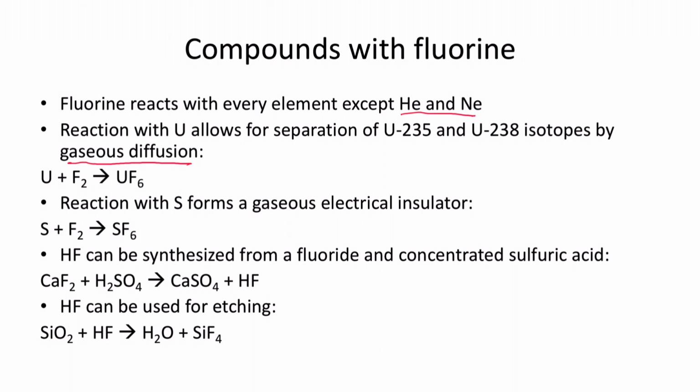Fluorine can also react with sulfur to form what's called an electrical insulator, but a gaseous electrical insulator. Okay, and so SF6, sulfur hexafluoride, is a gaseous electrical insulator. You can also form HF by taking fluorides and combining them with concentrated sulfuric acid. Okay, and so for example, calcium fluoride can react with sulfuric acid to make calcium sulfate, CaSO4, and HF.